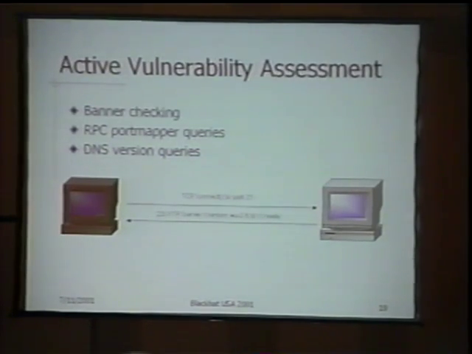Active vulnerability assessment is performed by doing banner checking, RPC port mapper queries, and DNS version queries. This diagram is an example of banner checking. Host A is connecting to host B on port 21, which is FTP. Host B responds to host A with its version banner. And in this version banner, host B is running Washington University FTP 2.6.0, which is vulnerable to a format string bug attack. RPC port mapper queries are used to find out which RPC services are running on a machine, and lastly, DNS version queries are used to find vulnerable BIND servers and stuff like that.